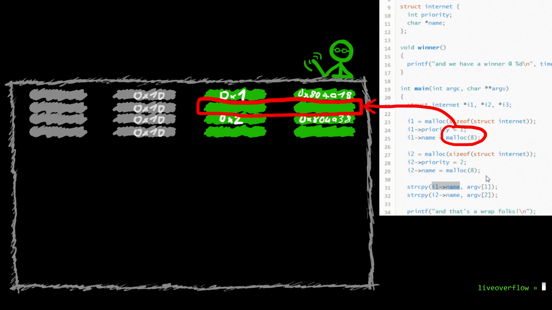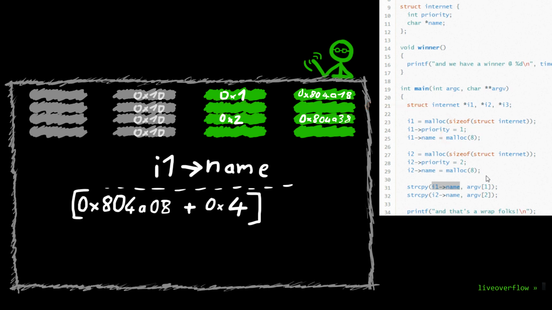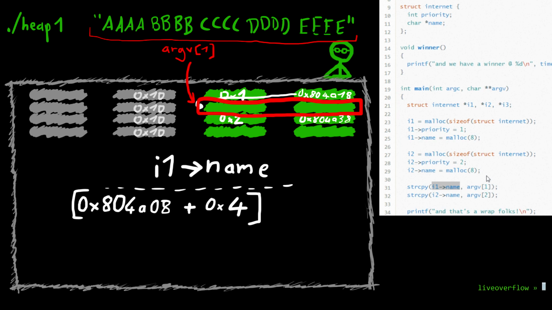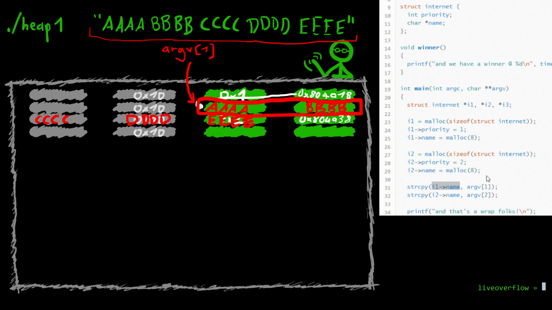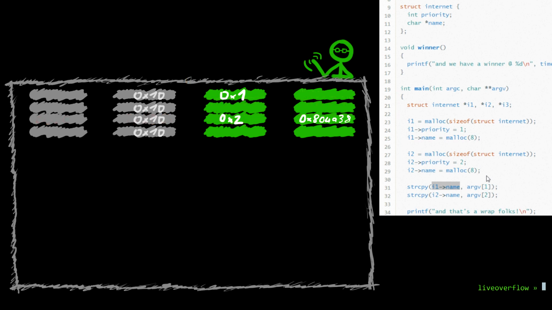Anyhow, the string copy will copy the first argument to the name of the I1 object. I1 points to the start of the I1 object, and at offset +4, which is the name, is the address of the free 8 bytes that were allocated for the string. So string copy will take the address stored there and copy the string from argument 1 to that location. And the same thing is happening for the second argument with the I2 object. After that we will printf and then quit the program.